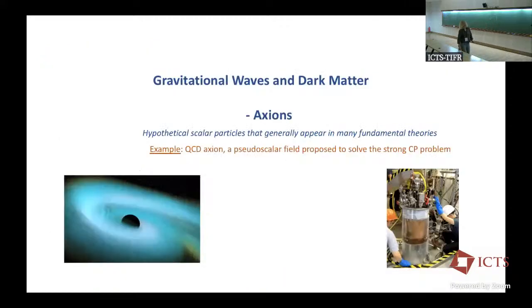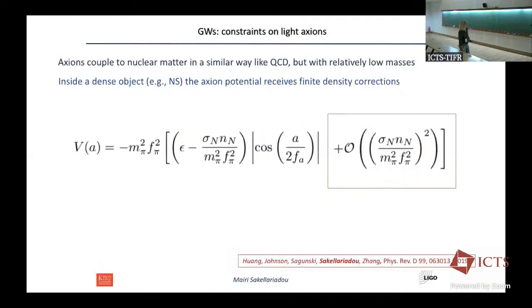Now, what about axions? That's one of the models. Can we put constraints on axions? I don't know how familiar people are with all these models, but just to give a bit of an idea: I'm going to take axions coupled to nuclear matter in a similar way to QCD, but their mass is quite low. If you have these axions inside a dense object, for instance a neutron star, which is by definition a very dense object, then the potential of the axion is going to get a finite density correction.